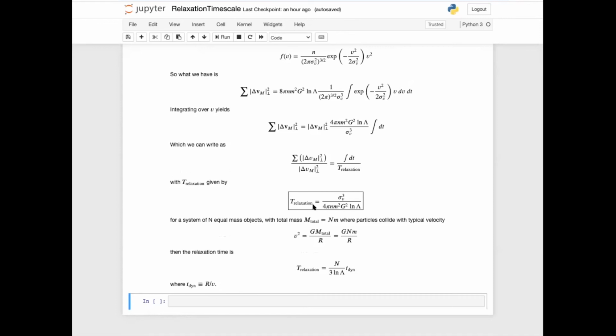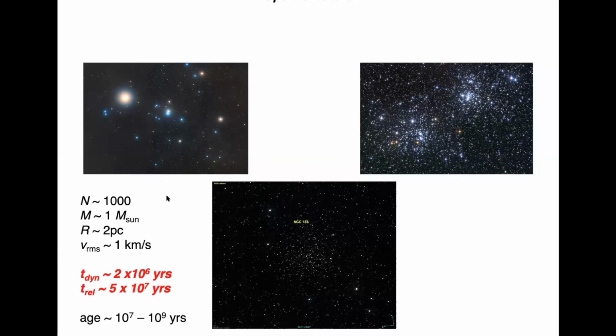With these estimates for the relaxation time and the dynamical time, we can apply them to some systems and verify the times. For an open cluster where you have N about 1,000 stars, the typical mass is about the solar mass, and the radius is typically 2 parsecs. The velocity dispersion is 1 kilometer per second. You have that the dynamical time is about 2 million years, and the relaxation time is about 50 million years. The age of the system is comparable. It's between 10 million years and about 1 billion years. So it's comparable to the relaxation time.